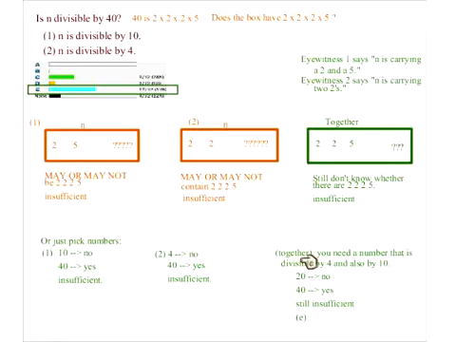Okay, let's look at another one. Let's take a look at this one right here. In fact, let's look at two of them.